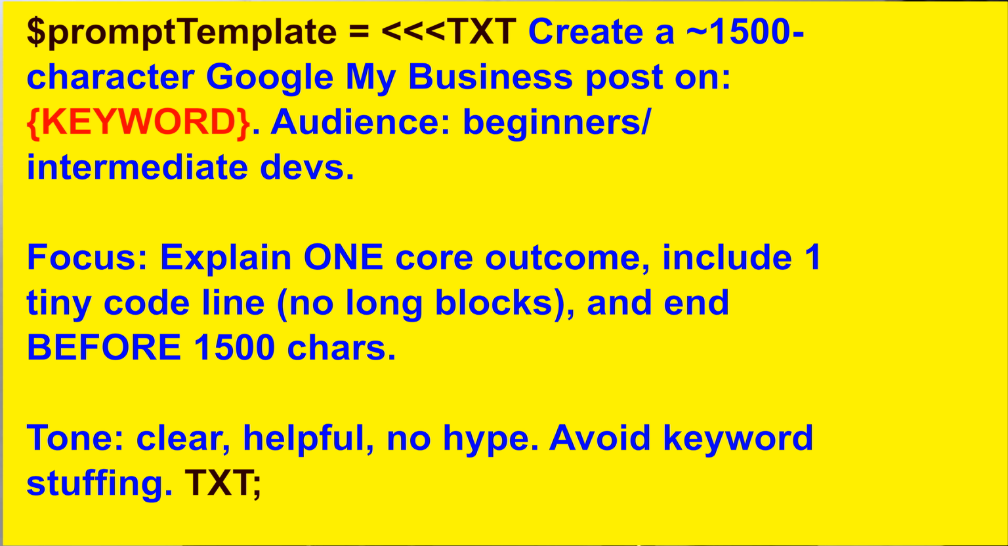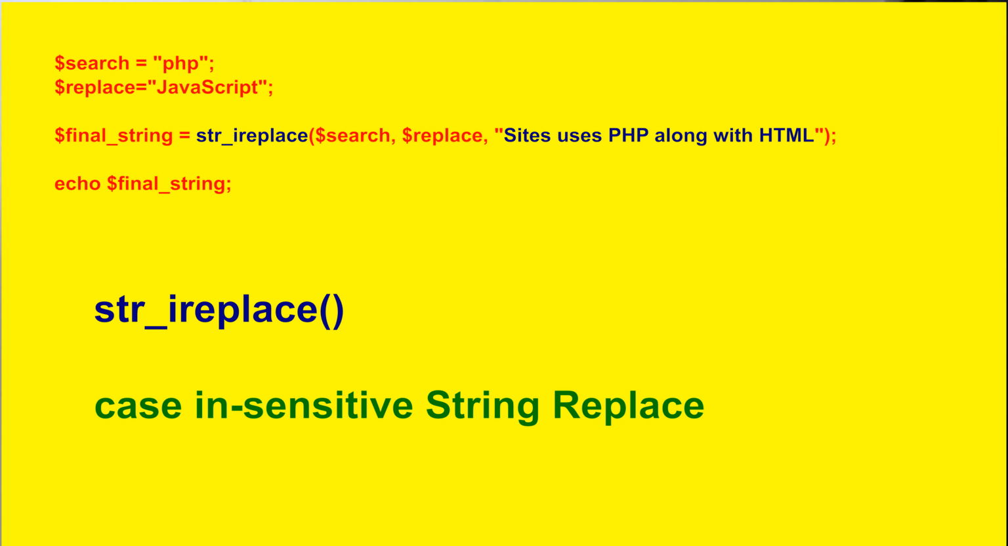Say daily you want a different keyword to be used. Take a keyword randomly or sequentially from a list, an array, and in this place we can replace the keyword. How do we replace this keyword? Here we are using PHP, so we are using the str_ireplace function.